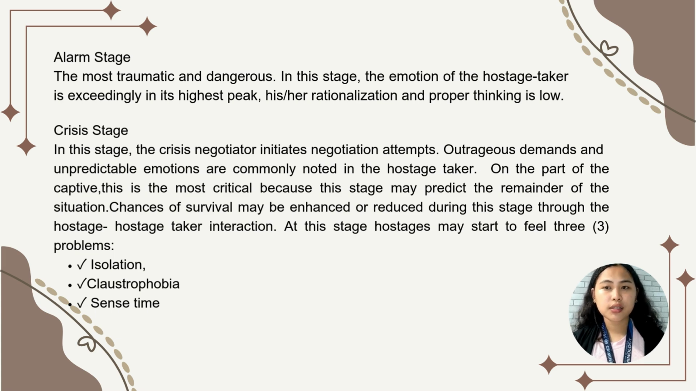Crisis stage. In this phase, the crisis negotiators begin their efforts to communicate with the hostage taker. The captor may make outrageous demands and exhibit unpredictable emotions, which significantly affect the outcome. This is a dangerous period because the hostage taker is trying to strengthen their control over the situation, often by moving the hostages to a more secure location. For the hostages, this stage is especially critical because how they interact with the hostage taker can significantly affect their chances of survival. The dynamics during this period can either increase or decrease their safety depending on the responses of both the captor and the negotiators.